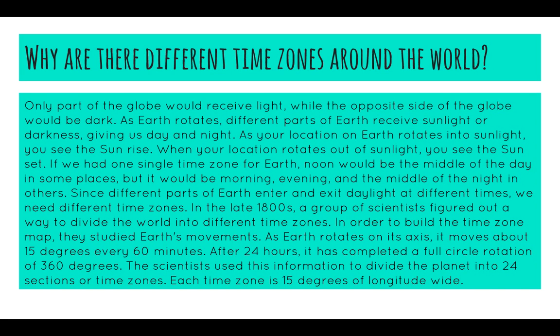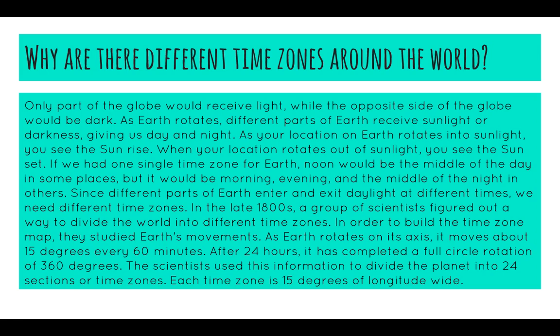Why are there different time zones around the world? Only part of the globe would receive light when the opposite side of the globe would be dark. As Earth rotates, different parts of the Earth receive sunlight or darkness, giving us day and night. As your location on Earth rotates into sunlight, you see the sun rise. When your location rotates out of sunlight, you see the sun set. If we had one single time zone for Earth, noon would be in the middle of the day in some places, but it would be morning, evening, and in the middle of the night in others. Since different parts of the Earth enter and exit daylight at different times, we need different time zones.